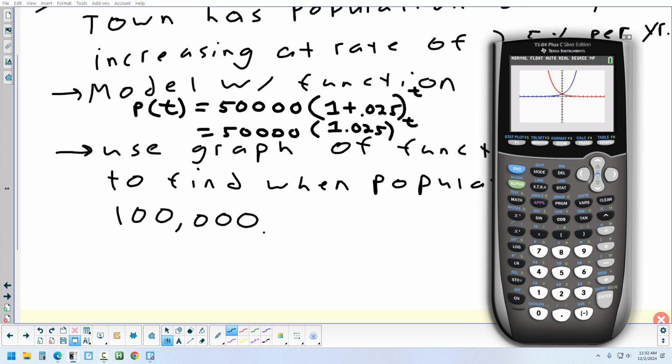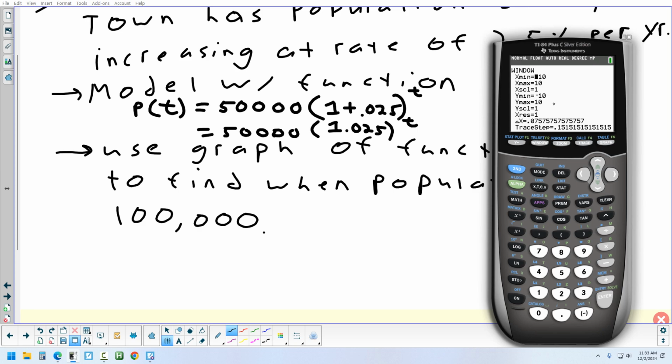Okay, well, let's graph it. Okay, so we got 50,000 times 1.025. Make sure you do use x, because that's the variable the calculator needs to use. And now let's think a little bit about the population. Right now, the population is going from -10 to 10. Is that going to be a good window? No. What's the smallest that the population can be in this problem?